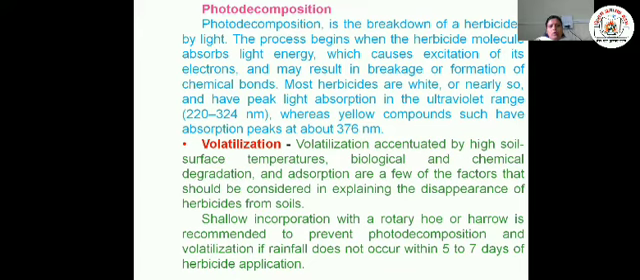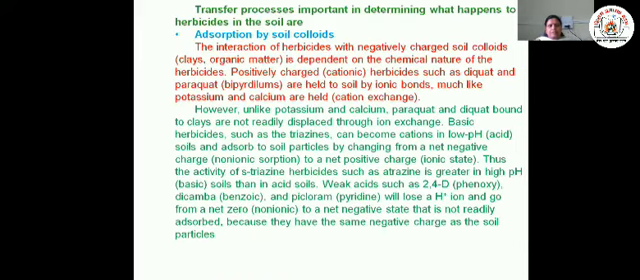Very easy. Volatilization is also aided by high soil surface temperature. Biological and chemical degradation and adsorption are a few of the factors that should be considered in explaining the disappearance of herbicides from the site. Shallow incorporation with a rotary or hoe harrow is recommended to prevent photodecomposition and volatilization if rainfall does not occur within 5 to 7 days of the herbicide application.